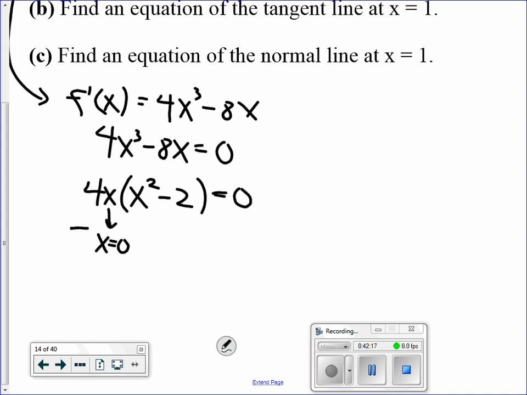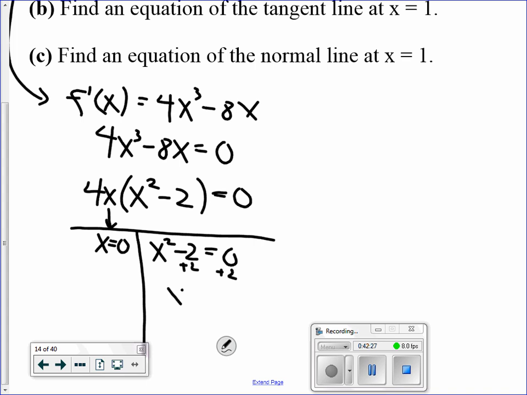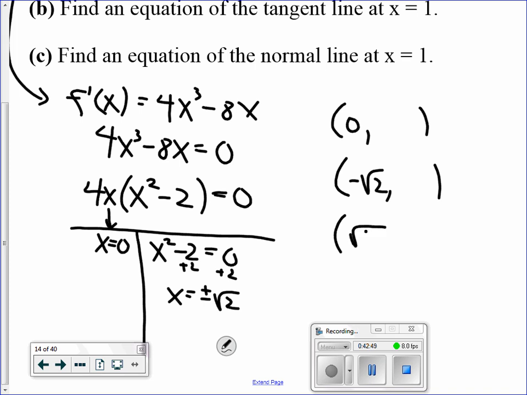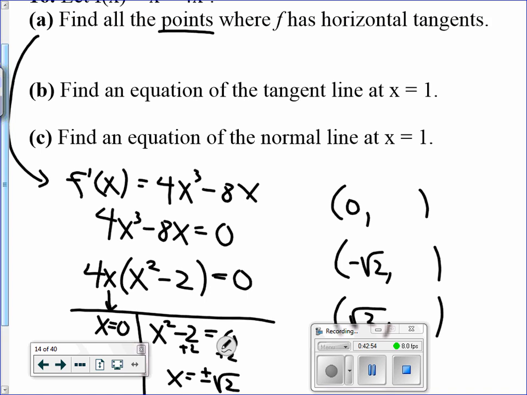Now, some of you need to see a t in order to understand what's going on, so I'll write it. If you set the third factor equal to 0 and solve, you could add 2. You get x equals plus or minus rad 2. So we found the x coordinates of the points where it's going to have a horizontal tangent. To get the y coordinates, so we've got 3 points. We've got 0 something, we've got negative radical 2 something, and we've got positive radical 2 something. To find the y values, you have to go back to the original function and plug in the x.